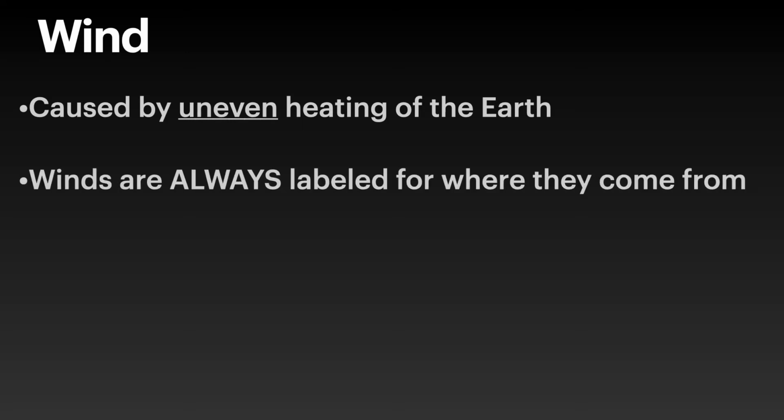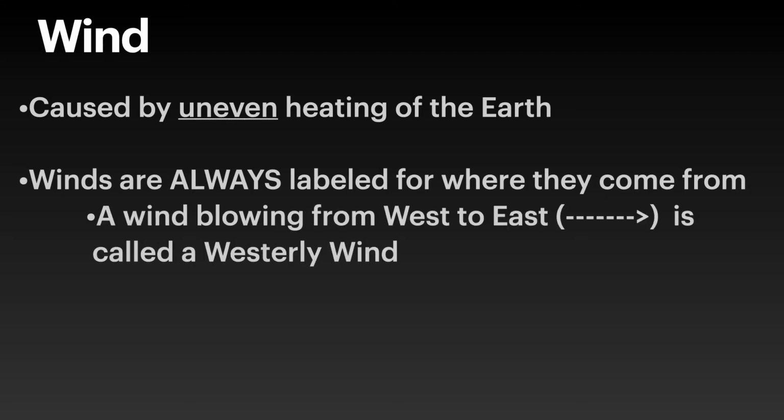When we are going to label winds, which we will start doing later on in this unit, we're always going to label from where they come from. So for example, a wind that is blowing from west to east is going to be called a westerly wind. Winds that come from the north will be a northerly wind. We're always going to describe where it's coming from.